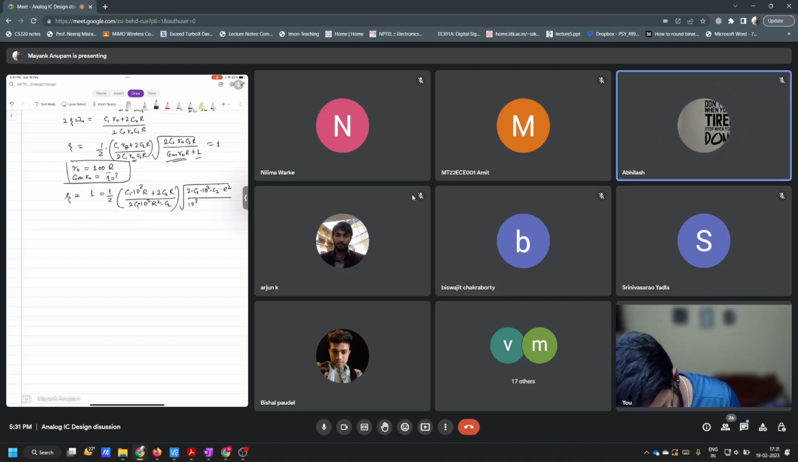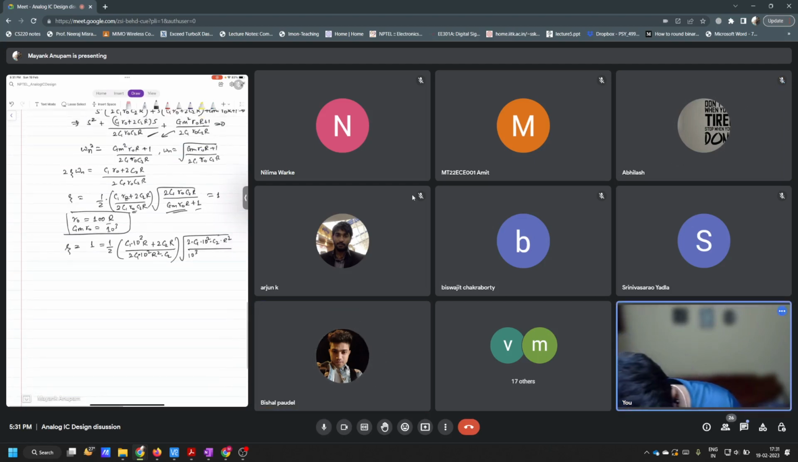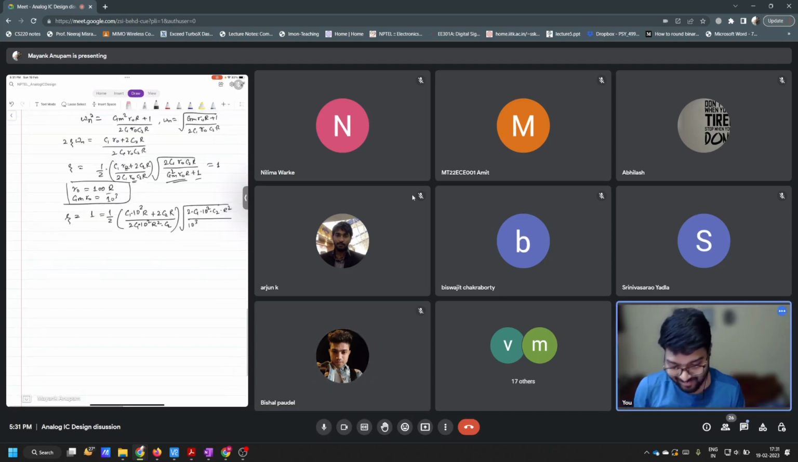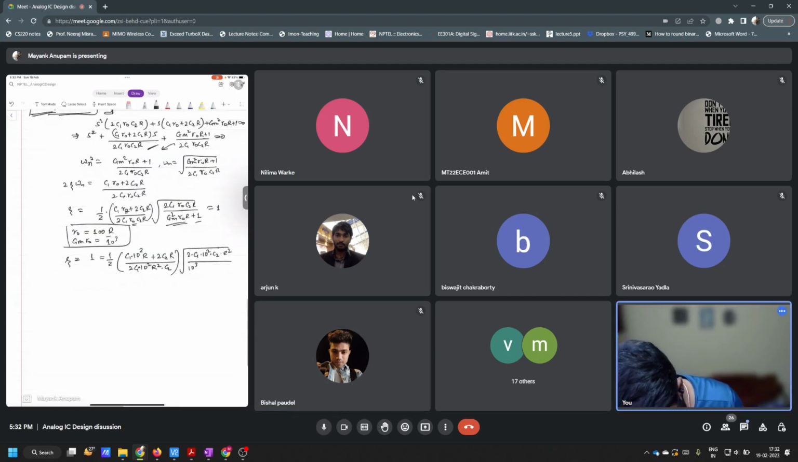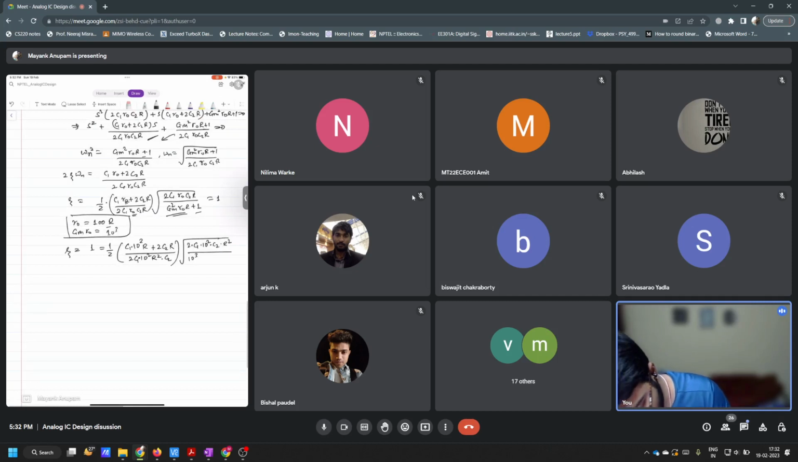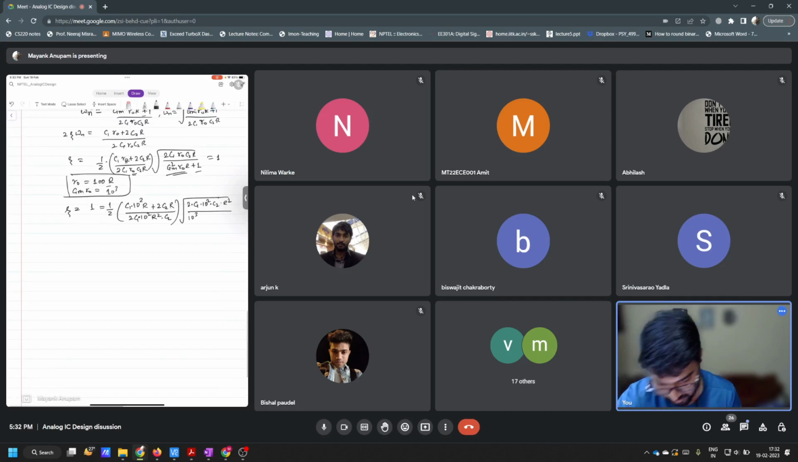Yes, GM R naught is 10 to the power 3, and there is some mistake somewhere here. I think that is GM square, sir. Right, this is GM square, correct. That is why the dimensions were not matching here. I forgot a square term here. Fine, thank you for making it right.